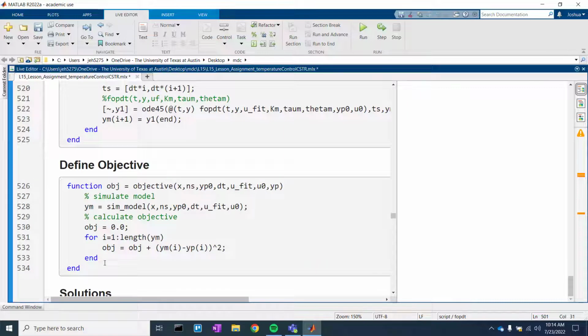And finally, we have our objective function, which uses SimModel to simulate the model given the process parameters, and fit for those process parameters, manipulating the simulated model and the actual model until they line up.